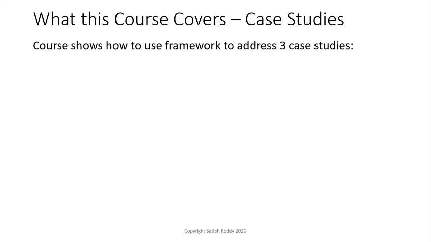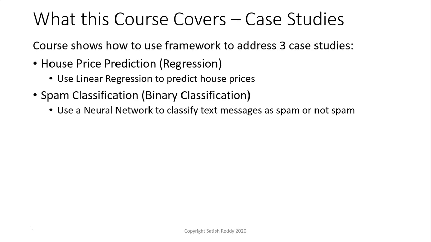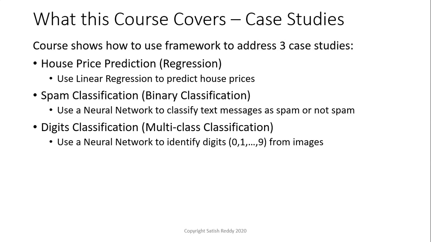We're going to use the framework to address 3 case studies. House price prediction, which is a regression problem. Use linear regression to predict house prices. We're then going to move on to spam classification, which is a binary classification problem, spam or not spam. And we're going to build up a neural network to classify text messages as spam or not spam. Then finally, we're going to move on to digits classification, which is a multi-class classification problem. We're going to use a neural network to identify digits 0, 1, 2, 3, all the way to 9 from images.